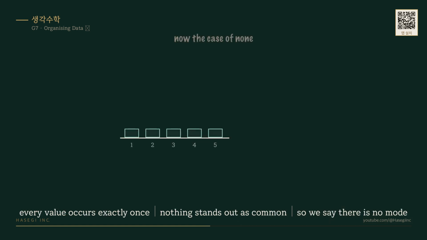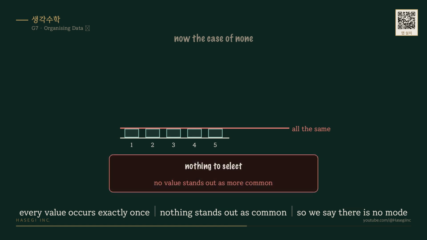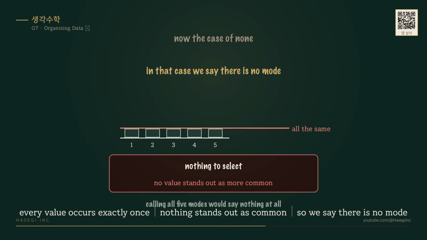Now the case of none. What about 1, 2, 3, 4, 5, where every value occurs exactly once? Try to pick the greatest frequency and all 5 are equal, so there is nothing you could call especially common. In that case, we say there is no mode. Calling all 5 modes would be saying nothing at all.